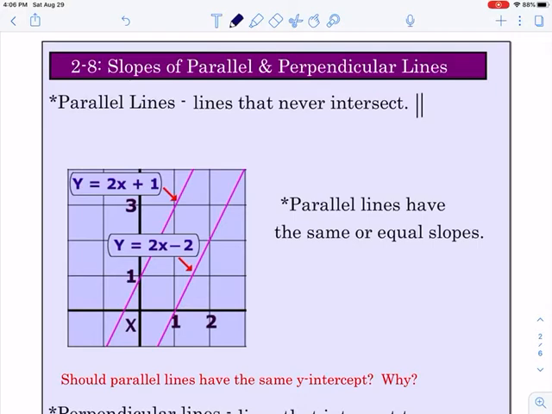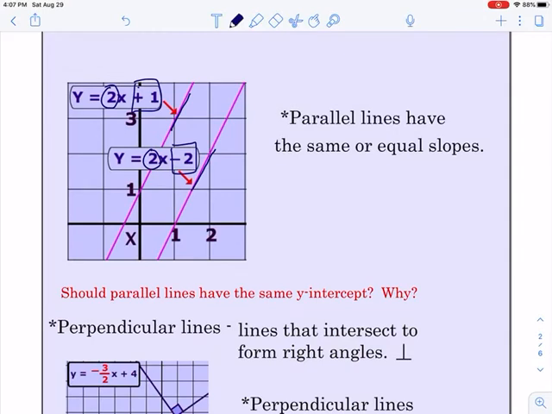So in the first line on the bottom here, you can see that the slope of that line is 2. And when I graph this other line that's above it, if I look at that, that slope is also 2. So those are two parallel lines, same exact slope. The y-intercept doesn't matter. Notice this has a y-intercept of -2, and that one's a +1. Doesn't matter. They're parallel because they have the same slope. That's it. Okay, and then underneath that, it says, should parallel lines have the same y-intercept, and why?